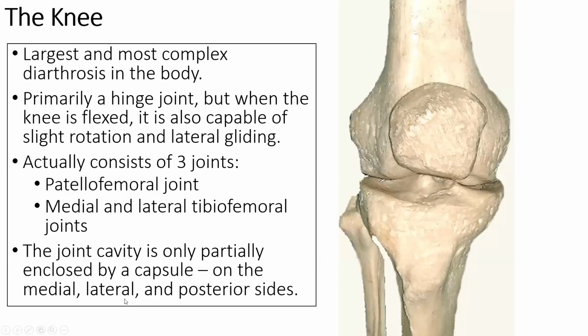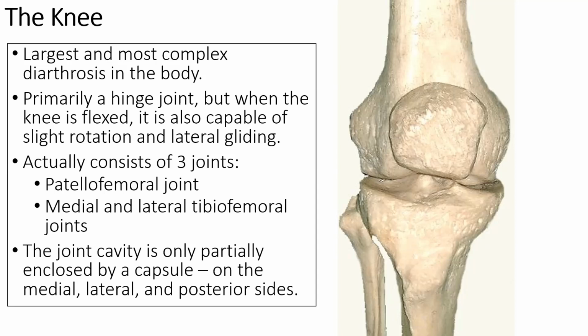Okay, now we have our knee. It is the most complex synovial joint in the body, and it's not even a complete synovial joint because the capsule only covers three sides of it. The fourth side is exposed in the front. But it is a synovial joint because it does have the capsule, and it actually is three different joints together.